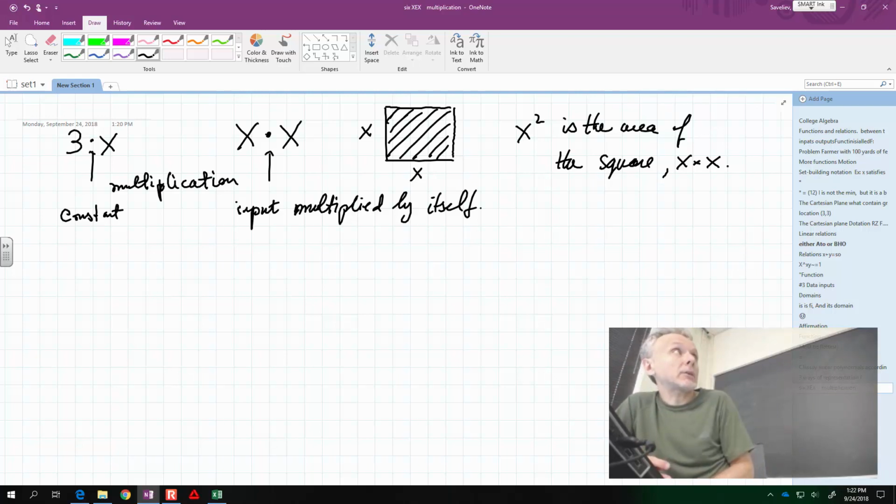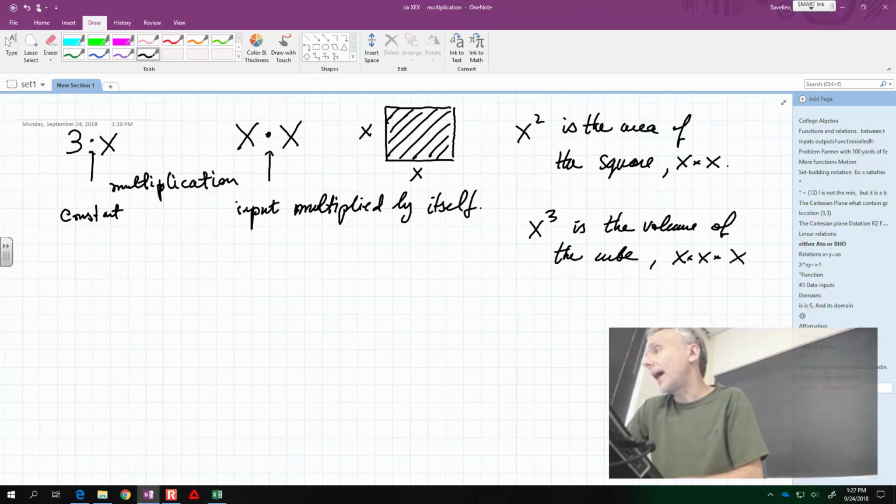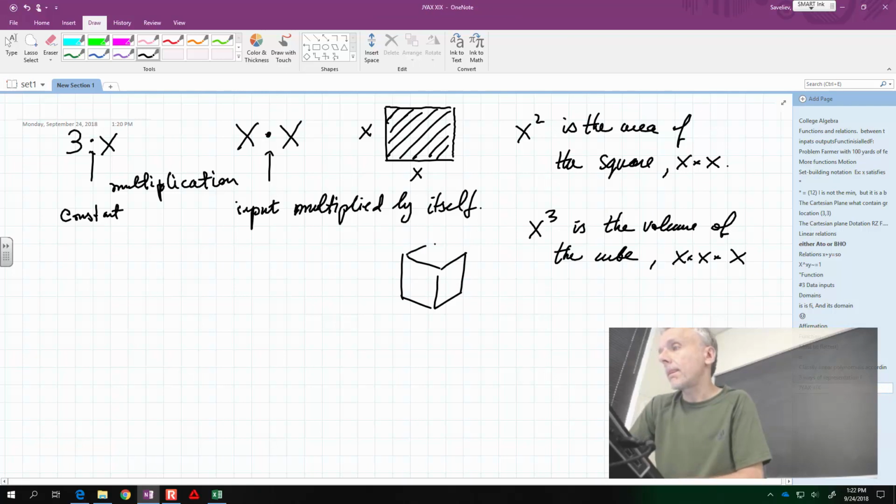You can imagine that if we move on to x cubed, what's the meaning of x cubed? X times x times x. Yeah, geometrically, the volume. The volume, yes, of what? Of the cube, yes. Of the cube, x by x by x. So looking like this.